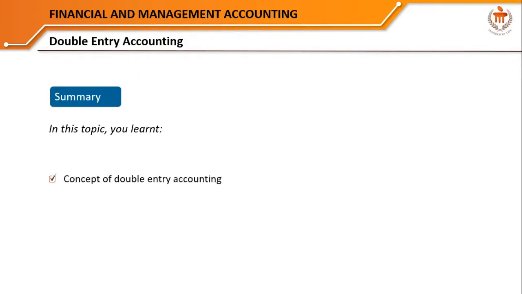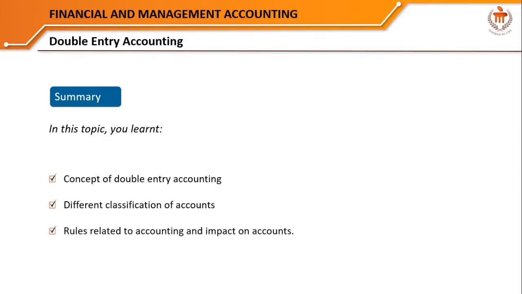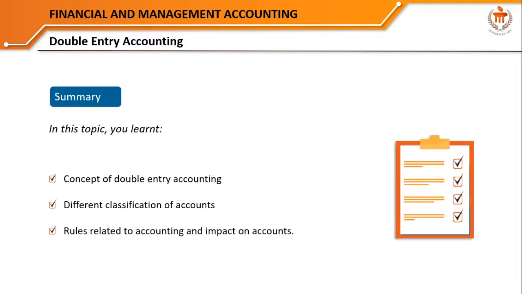Summarizing it, we learned the concept of double entry accounting. We learned the different classifications of accounts, and we learned the rules related to accounting and their impact on the accounts. Please remember, you are supposed to do these two examples from your book only, and try to figure out either of the two approaches, a modern approach or a traditional approach. Clearly have a picture in your mind of which one you will follow.